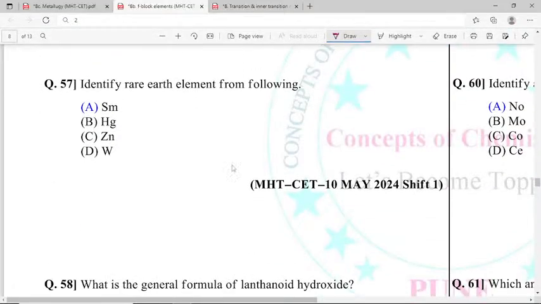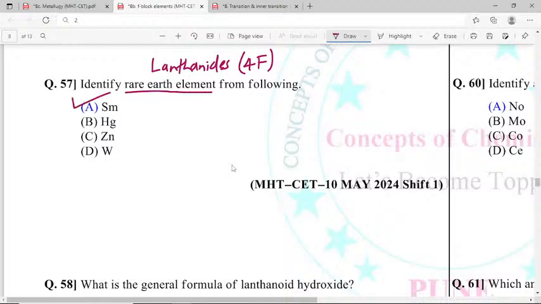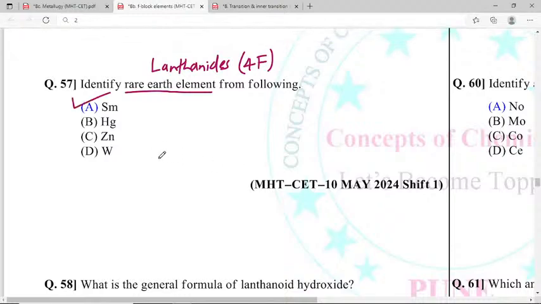Identify the rare earth element. Rare earth elements are the lanthanides, the 4f series elements. Samarium is the answer, and the remaining are d-block elements. All these are d-block. This is the only f-block element: samarium.